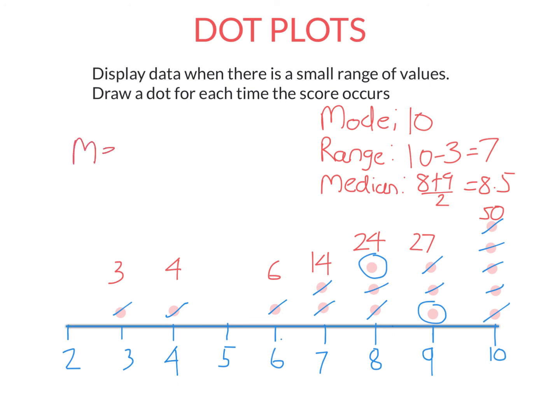So the mean will be the sum of all the scores, which is 128, divide by how many scores there are. So how many scores are there? 1, 2, 3, 5, 8, 11, 16. So the mean is 128 over 16, which is equal to 8. So that's how you can calculate mean, median, mode, and range from a dot plot.